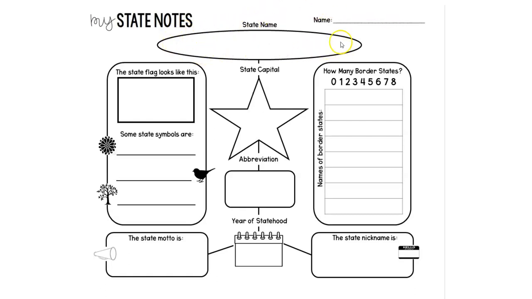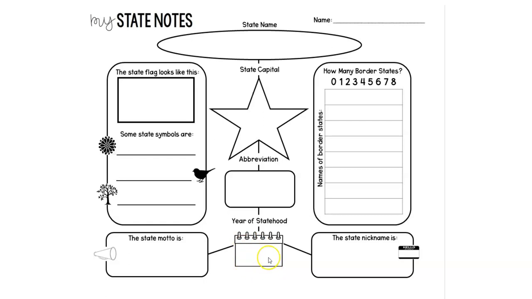In this long oval, I want you to put the state name. Then down below in the star, it says State Capital. And we talked about how to find that on the map. Keep going down, and this long rectangular shaped box is where you're going to put the abbreviation for the state. Each state has a two-letter abbreviation, like Arkansas is AR and Texas is TX. So you're going to find out what it is for your state. Put it right here.